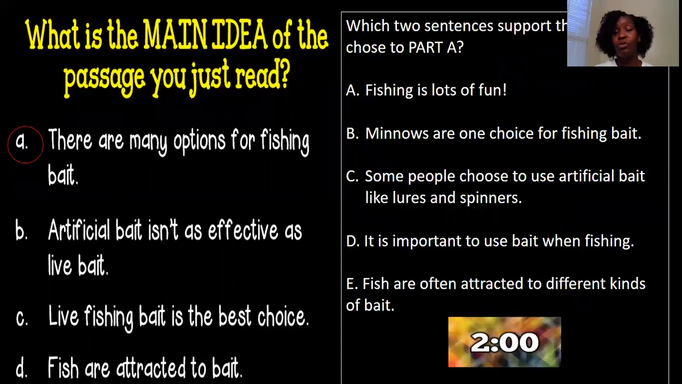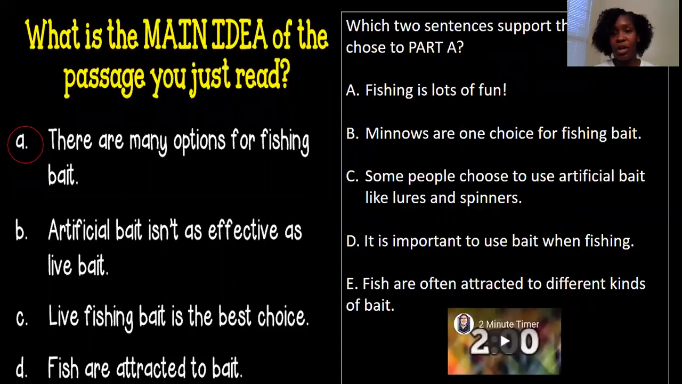Now, you are going to try a part B question on your own. It says, which two sentences support the answer you chose to part A? How many answer choices do you think you should have for this one? Show me with your fingers. Two. You should have two answers for this one. So now, go ahead and look at your answers. I'm going to give you a few minutes to look at it, and then we're going to come back together.